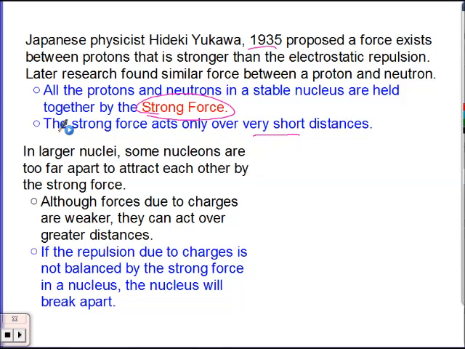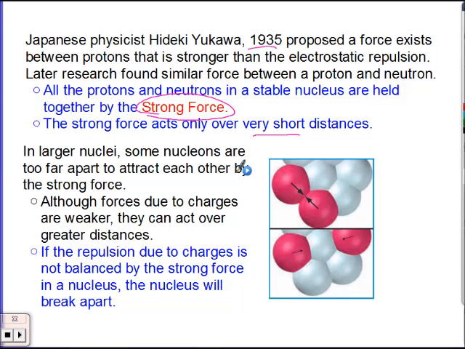So in larger nuclei, the nucleons are farther apart, so the strong force might not work. So this is a small nucleus, and these are right next to each other. For the strong force, if you look at the size of the arrows, they're very large. They're bigger than the electrostatic forces, and they're holding it together. As the nucleus gets bigger, you see this right here is getting bigger. They're getting farther apart. As they get farther apart, if I look at the size of my arrows, my strong force is getting weaker.